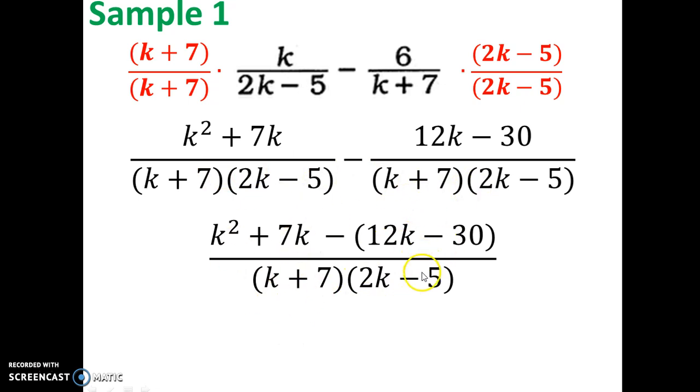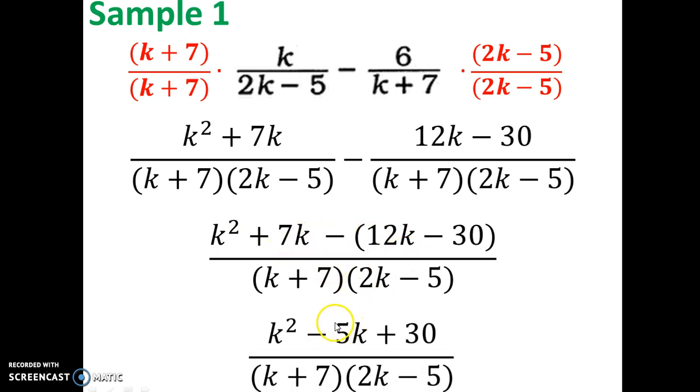We've combined the fraction. So now we have k squared, or 7k minus 12k. 7k minus 12k is negative 5k. And the minus sign here applied to this negative 30 becomes positive 30 here. And the denominator remains as it is. Let's look at the restrictions.